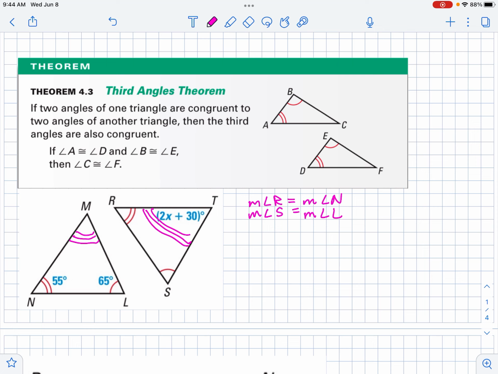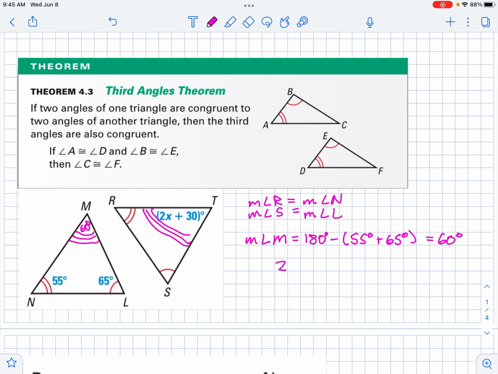Well, we want to figure out what S is. Now, remember, all three angles have to add up to 180. So let's figure out what the measure of angle M is. Well, it's going to be 180 minus 55 degrees plus 65 degrees. In other words, I want to see what's left. So I've got 180 minus 55 plus 65. And that gives me 60. So this right here is 60 degrees.